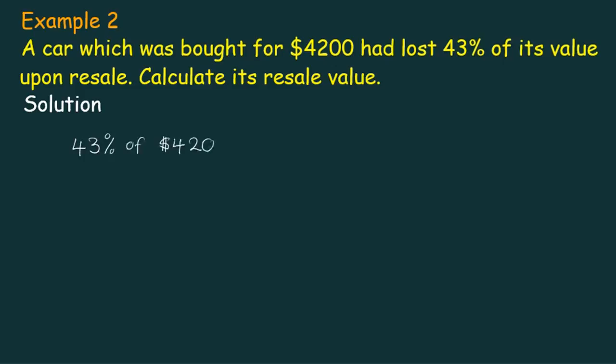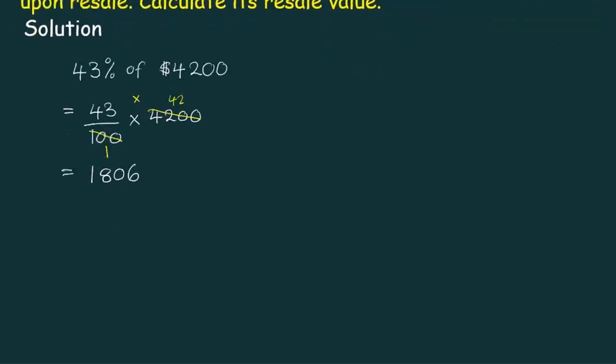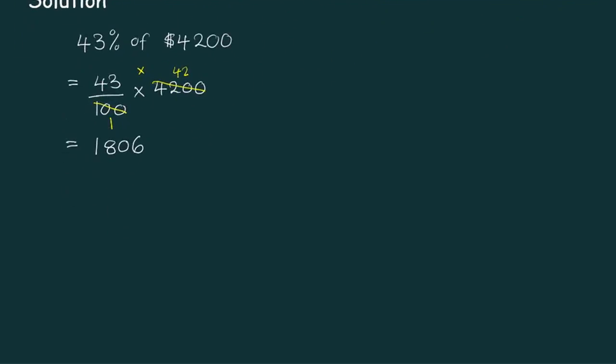First we calculate 43% of 4,200, and that is 43 over 100 multiplied by 4,200. Simplifying this, we can say 100 divided into 100 to get 1, and into 4,200 to get 42, and then we multiply 43 by 42 to get 1,806. Right, so that's what we get, 1,806, and that's in dollars, right?